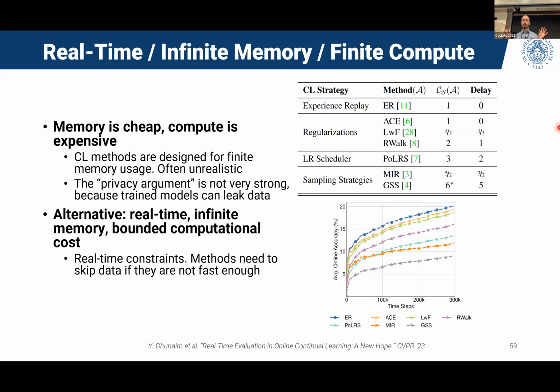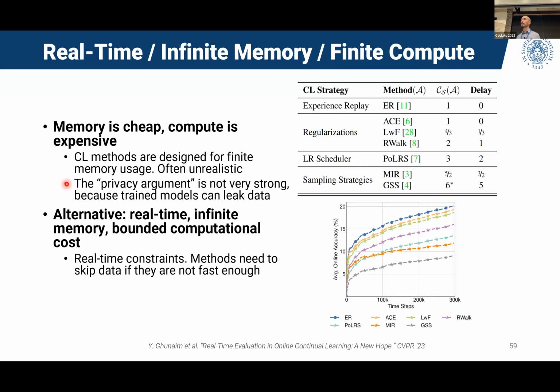Okay, so finally, as I told you in the beginning, we may have a real-time constraint, but another constraint that we often have, but that is not a real constraint, is the memory. So the truth is that memory is cheap. Usually it's the compute part that is expensive. And most methods in continual learning are designed for finite memory. And finite often means very small, like a few thousand examples.